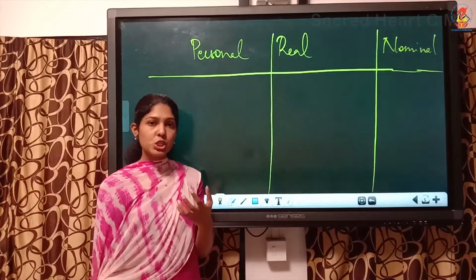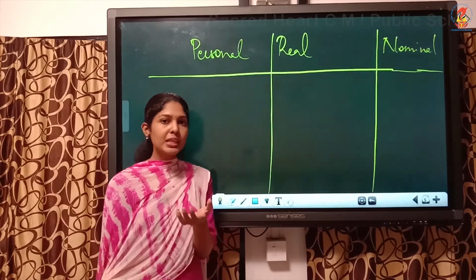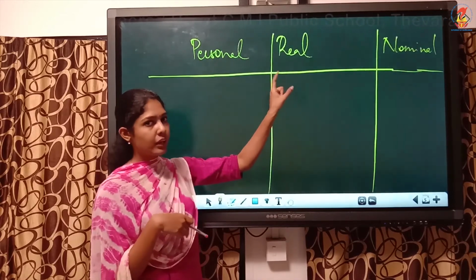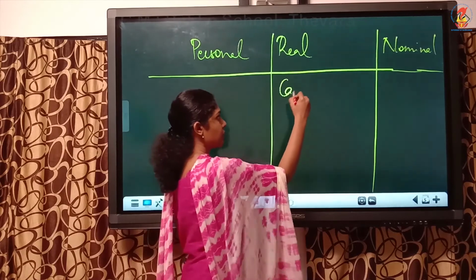First one, cash. So you have to first think of the nature of that item. Cash means it is an asset. So asset will come under real but excluding debtors. So write here cash.